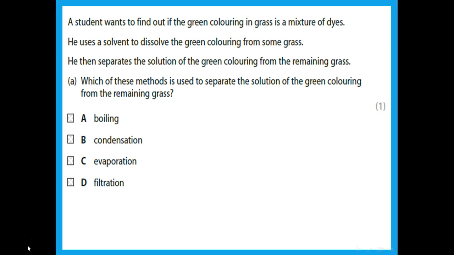A student wants to find out if the green coloring in grass is a mixture of dyes. So he uses a solvent to dissolve the green coloring from some grass. He then separates the solution of the green coloring from the remaining grass. Which of these methods is used to separate the solution of green coloring from the remaining grass? So you're trying to separate a solution from grass, which is something that's not soluble. So of course we use filtration.